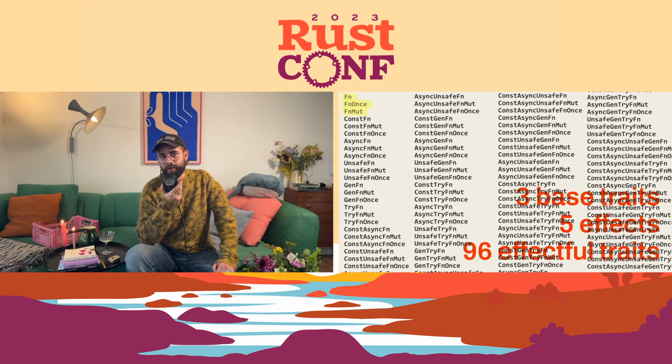Let me try and illustrate this for a second. Say we took the existing family of function traits and introduced effectful versions of them. That is, versions which work with unsafe, async, try, const, and generators. With one effect, we're up to 6 unique traits. With 2 effects, we're up to 12. With all 5, we're suddenly looking at 96 different traits.